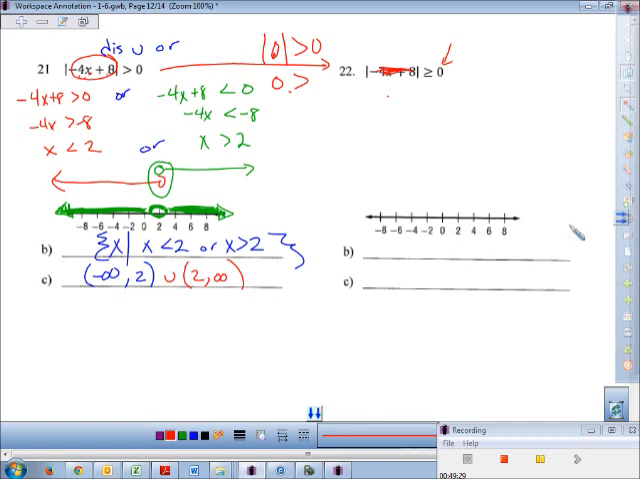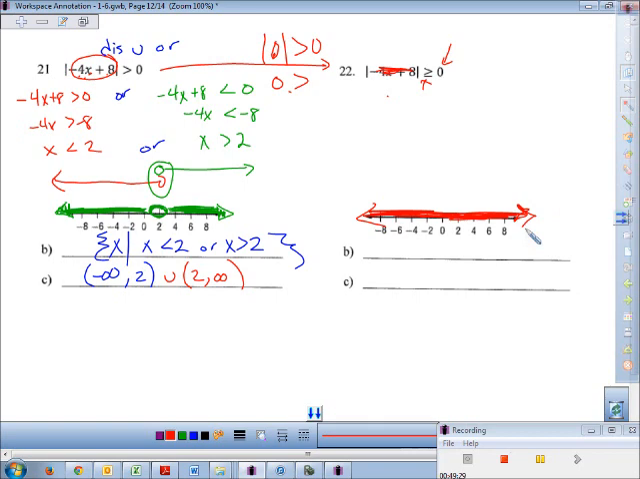So, how many numbers work? All real. So let's graph that on the number line right away. I don't have to do any work. This is a common sense check. Because of the equal to bar, that helped us. All reals is the whole mamma jamma.